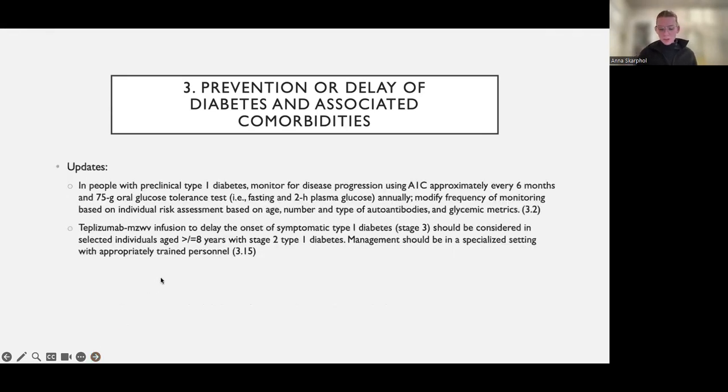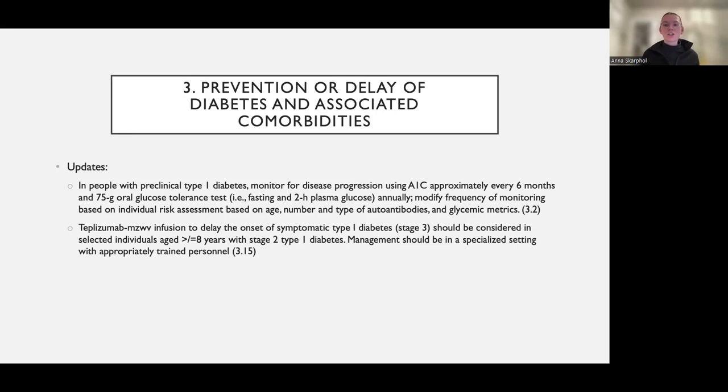There were a couple other updates made to the guidelines in this section that I highlighted here. They mostly had to do with the management of type 1 diabetes. And there's a new, as you can see there in the second update, teplizumab infusion is a new medication for type 1 diabetics that can be used to delay the onset of symptomatic type 1 diabetes. So that's just something to be thinking about.